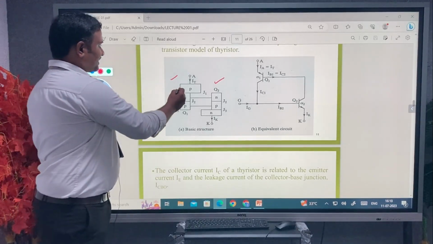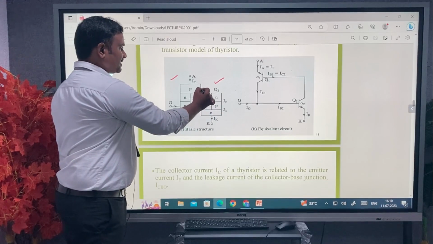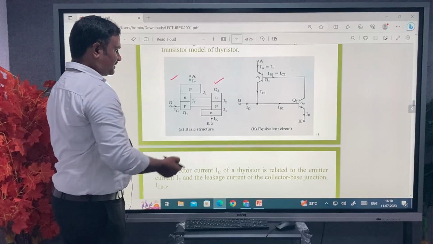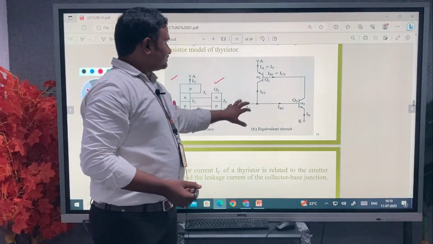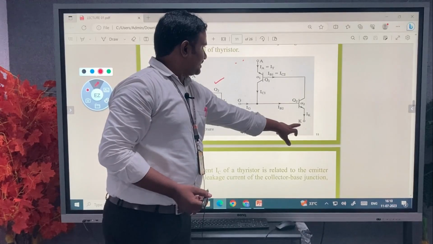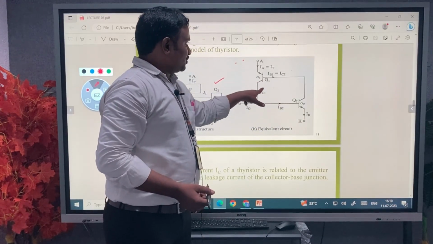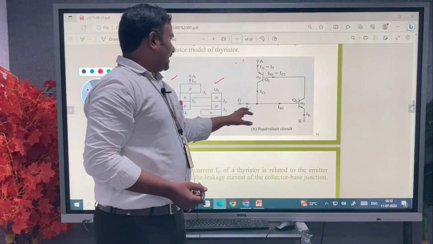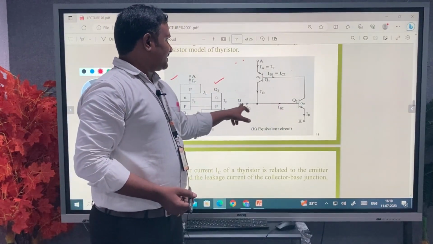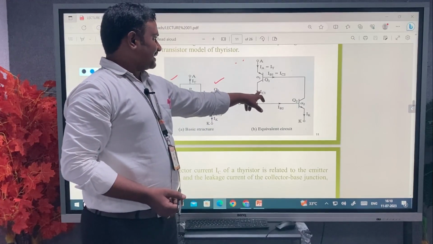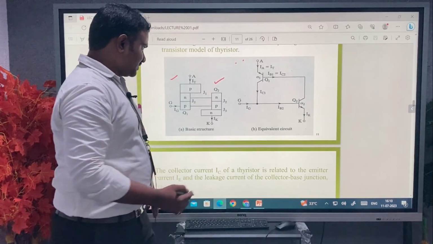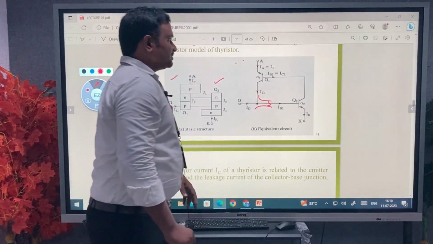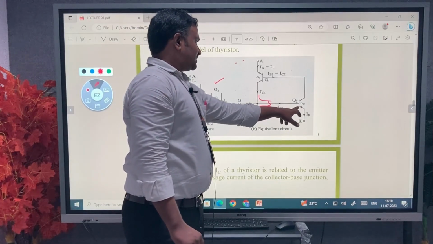So here it is a PNP transistor and an NPN transistor, the same 3 junctions, it has 4 layers and 3 junctions J1, J2, J3. Here the anode to cathode voltage is applied to Q1 and Q2, that is the forward voltage applied between the anode and cathode, and the base of Q2 is supplied by the gate. That means the current IC1 and the gate current are applied to IB2. So two currents will flow through this base IB2. Then your Q2 switch is turned on.